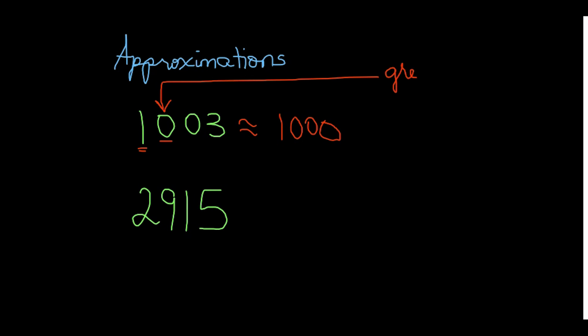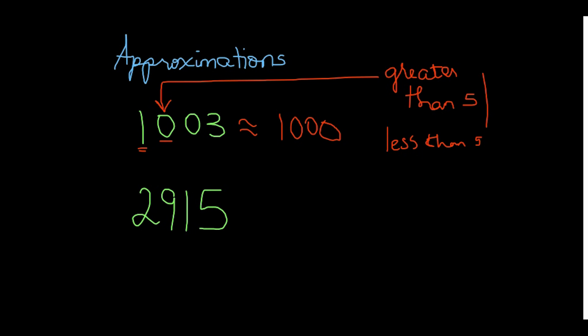So if it's 5 or greater than 5, we normally would say that we'll have to add 1 to this digit and then change everything else to zeros. But if it is less than 5, so this is the case that we want to look at now, right? So if it is less than 5, we normally would just leave the digit as it is.